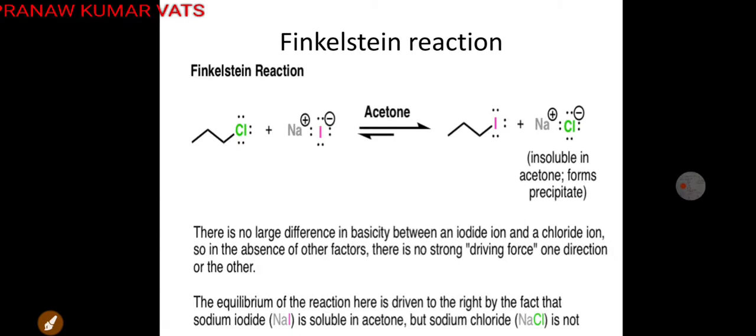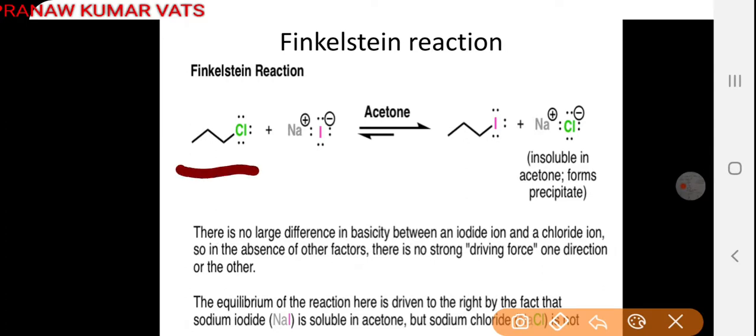Now Finkelstein reaction. This reaction is very important, a bit conceptual also. Finkelstein reaction is a halogen exchange reaction in which one halogen is exchanged by another halogen. Whenever we treat any alkyl halide except alkyl fluoride, it results in replacement of the other halide by iodide. So you can see here that this one is our propyl chloride when we are treating with sodium iodide in the presence of acetone.